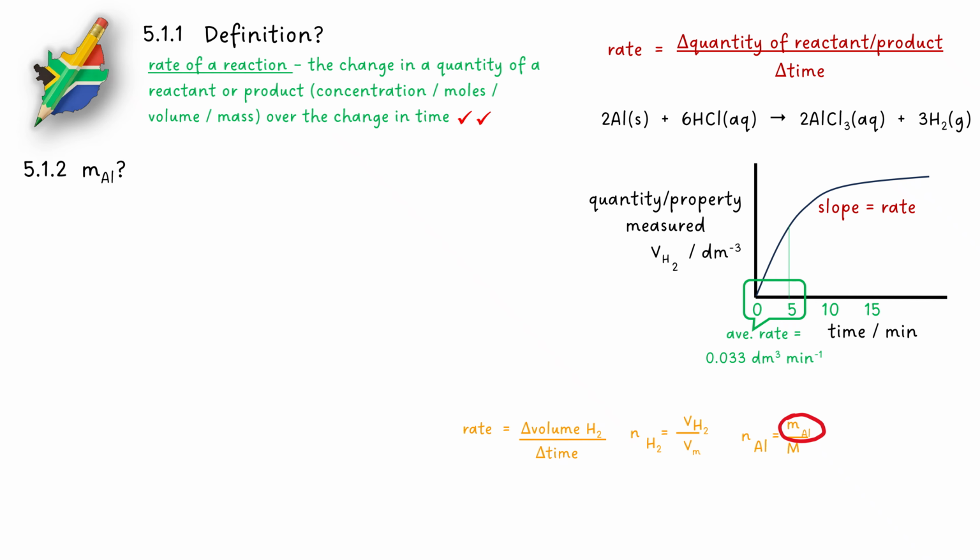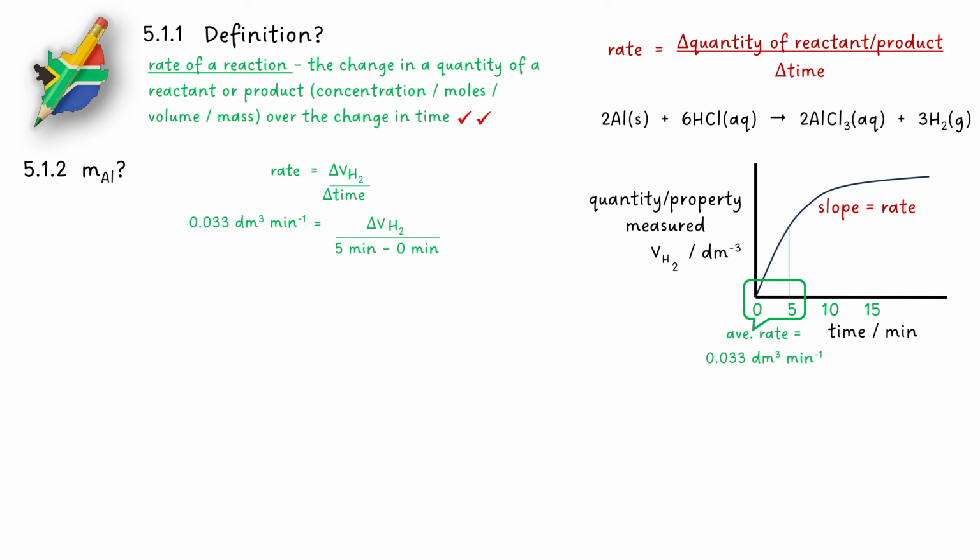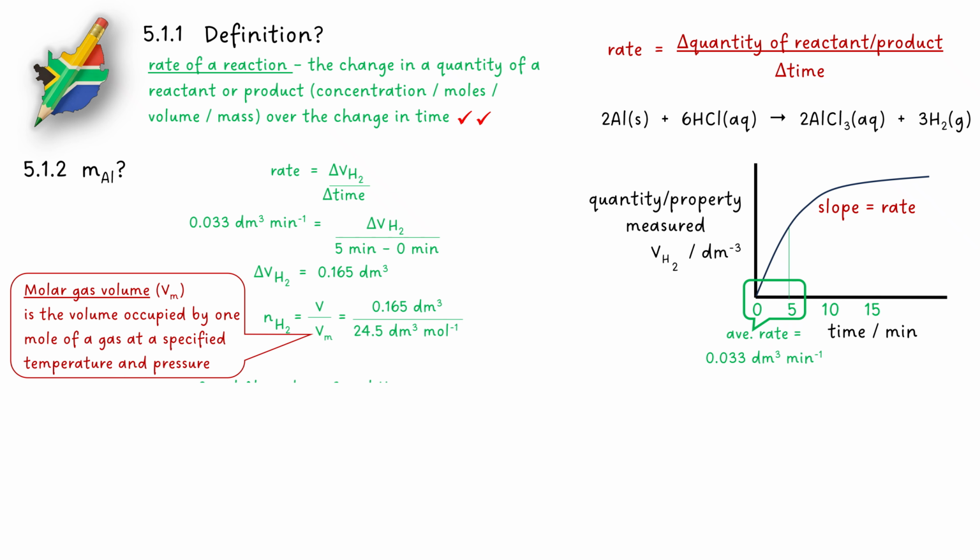So let's do that. We can take the rate equation, put in the given average rate for the first 5 minutes, and the change in time, and we can calculate a volume of hydrogen produced in 5 minutes, which is 0.165 decimeters cubed. Taking this value and dividing by the given molar volume, which is the volume occupied by 1 mole of a gas at a specific temperature and pressure, we get 6.74 times 10 to the minus 3 moles of hydrogen produced at 5 minutes.